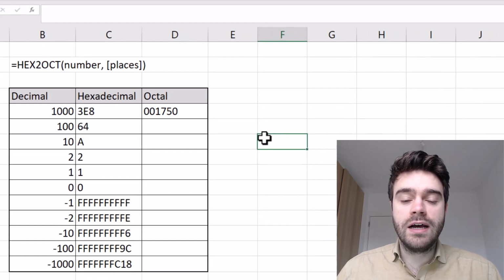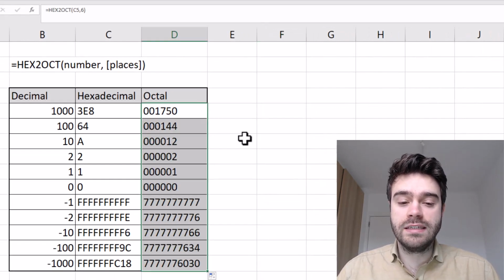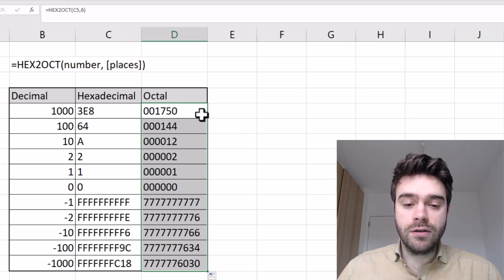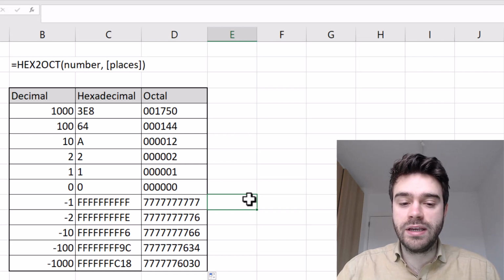Now let's fill out this table, so I double click in the right hand corner and here we can see the answer. Now you can see all of these numbers actually consist of 6 characters, but these negative numbers, they cannot be represented with 6 characters, so then the second argument is being ignored.